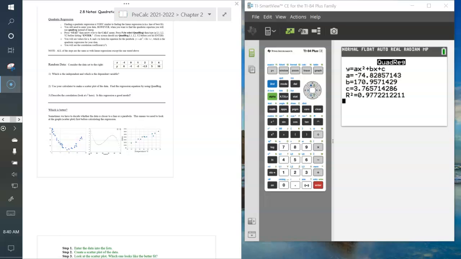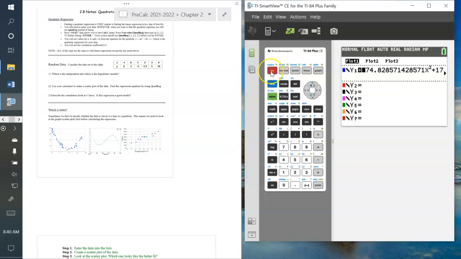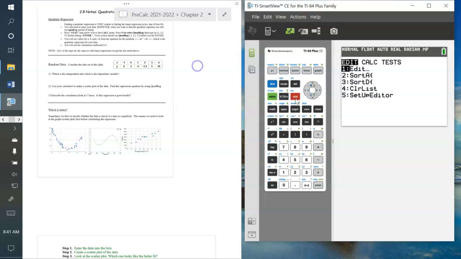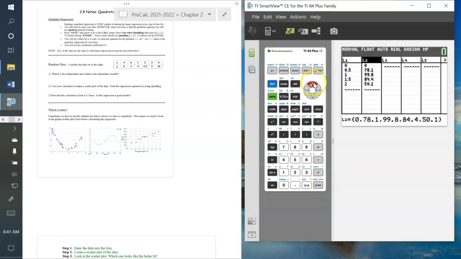So the first thing you need to do is clear out anything you may have left in your calculator. So I have that equation, I'm going to clear that out. I am also going to go into Stat, Edit, and you see I have some data in here. So I go to the top, clear, enter, go to the other one, clear, enter.